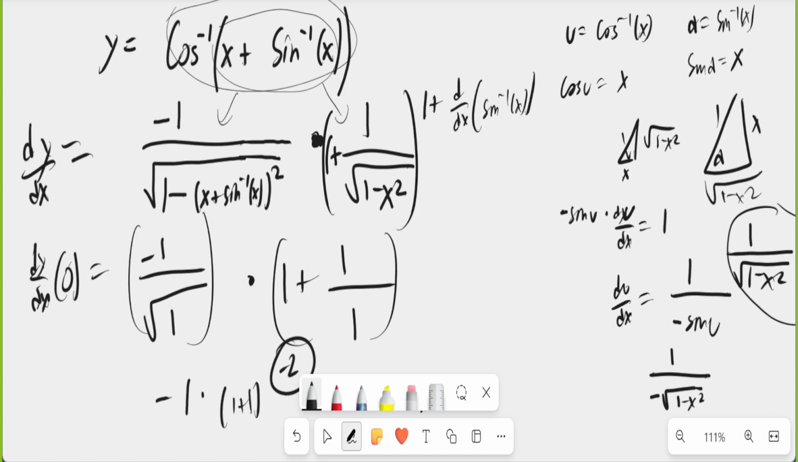Is that right? Does it give you the answer for that one? Yeah. Is it negative 2? Yeah. Okay, cool. Does that make sense? That was a little messy, but how would you do it if you start by cosining both sides?